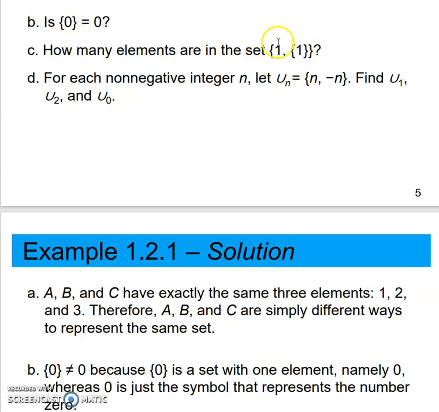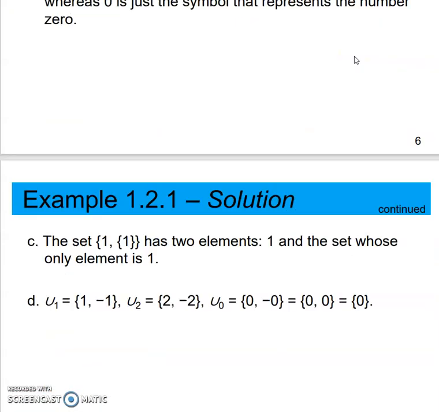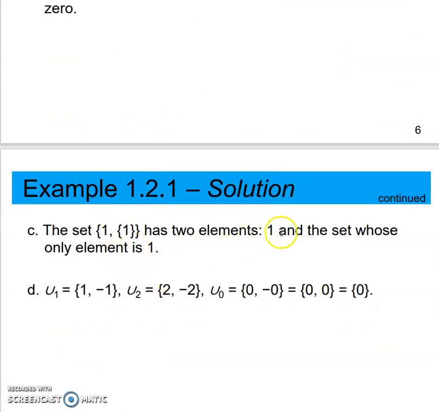Our next one, we've got the set 1, comma, and then I've got 1 in squiggly brackets. How many elements are there in that set? We would say it has 2 elements. 1, and then the set whose only element is 1, which is the second one where I have 1 in squiggly brackets.